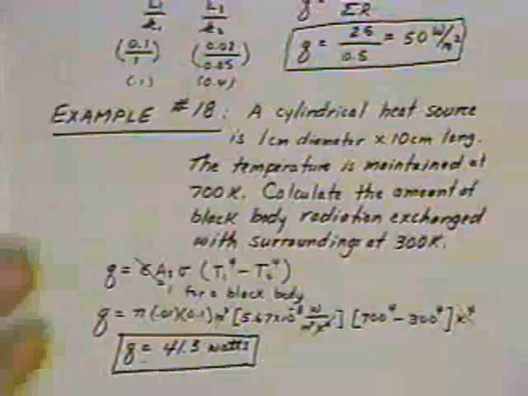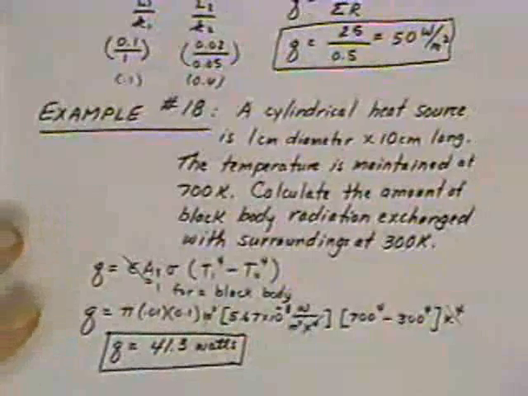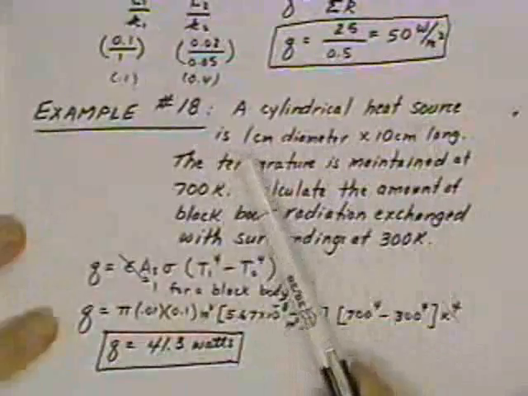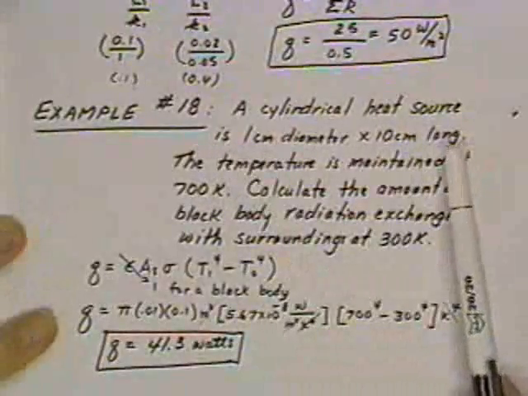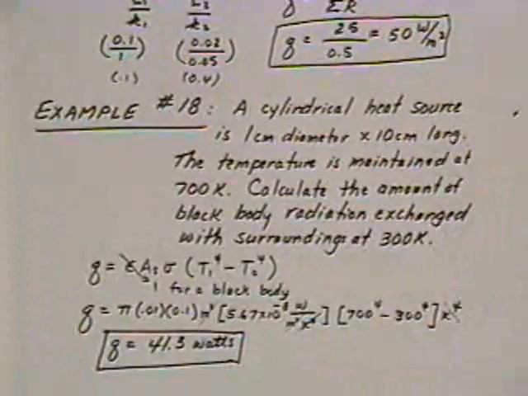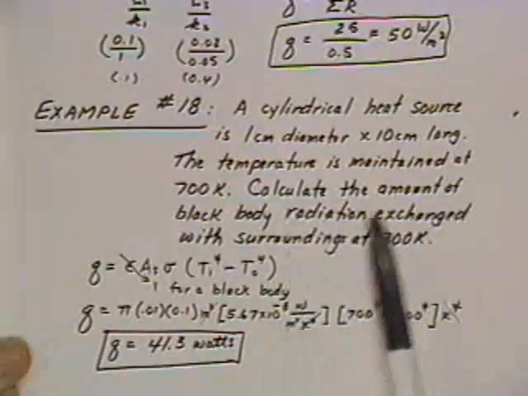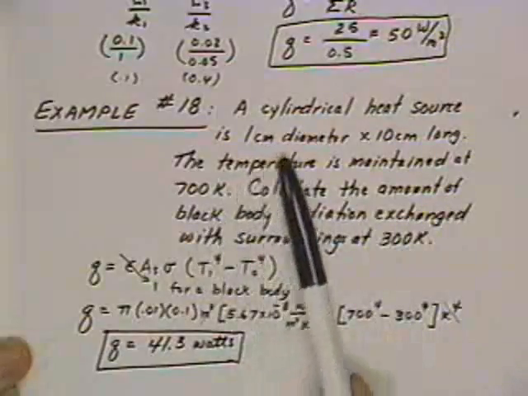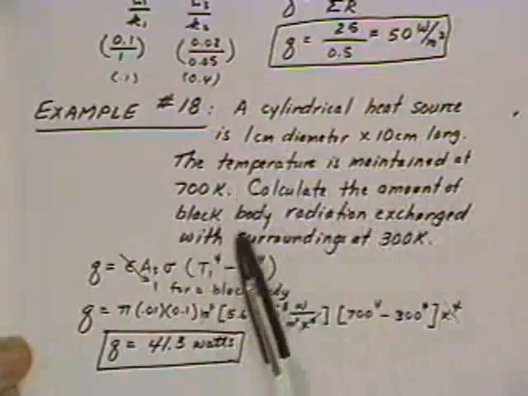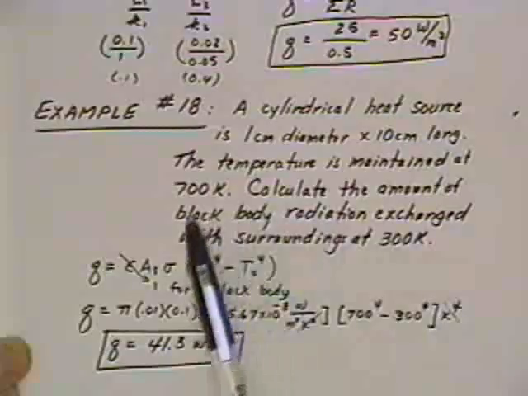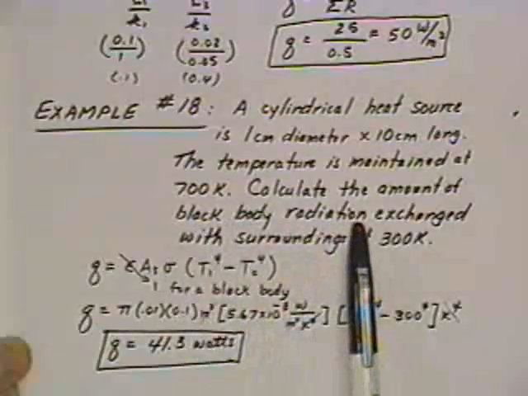So let's take the radiation heat transfer problem. We've got a cylindrical heat source, very small, 1 centimeter diameter by 10 centimeters long. So this could be a small heat source in a furnace. We're maintaining temperature at 700 degrees Kelvin, and in this particular case we're going to allow this cylindrical heat source to exchange heat with surroundings at 300 degrees K, and we're going to make the assumption that this is black body radiation.